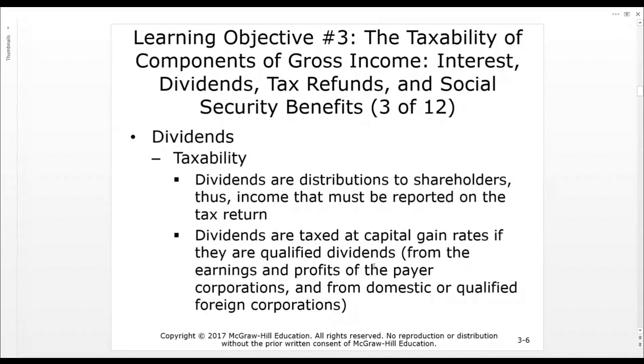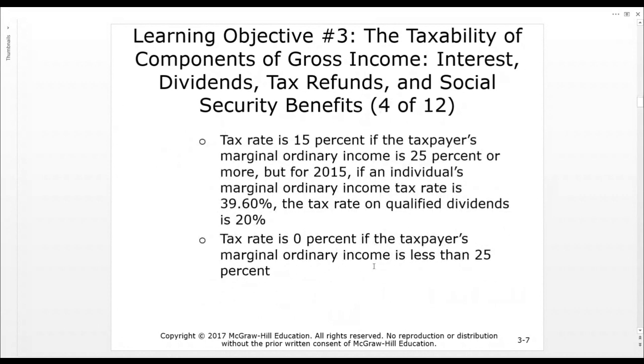So again, we're establishing that all of your income should be reported to the IRS. It's saying here the tax rate is 15% if the taxpayer's marginal ordinary income is 25% or more, but for 2015, if an individual's marginal ordinary income tax rate is 39.6%, the tax rate on qualified dividends is 20%. So all they're saying is that the percentage of how much your dividends are taxed is based upon how much you earn, right? So essentially the more money that you earn, the more you're going to be taxed, right?